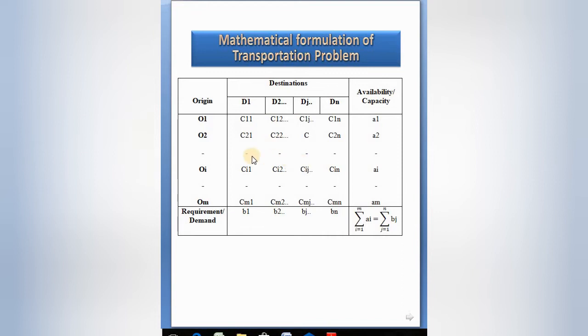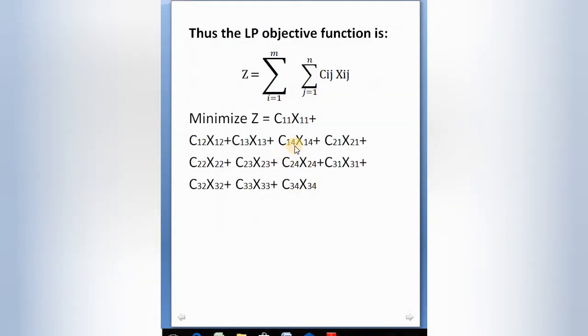Let Xij represent the quantity transported from the ith route to the jth chilling center, and let Cij represent the cost of transporting 1000 liters of milk from the ith route to the jth chilling center in this example. So for this we have to make a mathematical formulation.